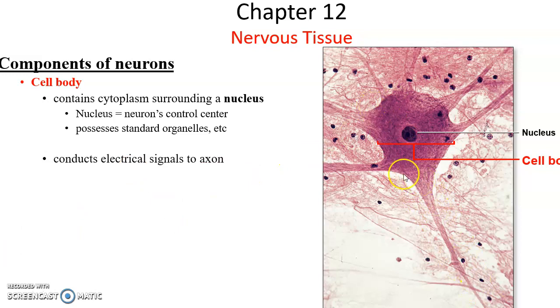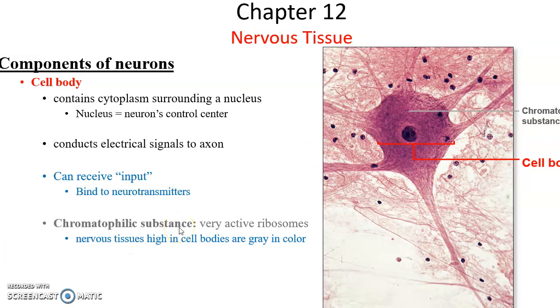So here is the axon. Now, the cell body is also considered an input structure. What this means is a synapse can form on the cell body, and at the sites of those synapses, the cell body's membrane has receptors that can bind to neurotransmitters, and that can generate the charge that then gets passed on to the axon.